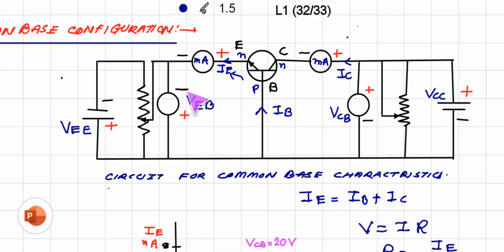So if you increase VEB for silicon in steps of 0, 0.1, 0.2, 0.3, 0.4, up to 0.7 volt, there will be no current IE through the junction, because of the knee voltage, and below knee voltage there is no current. If the transistor is silicon germanium, the knee voltage is 0.3 volt, and later on it starts to conduct and the current IE flows through it. So the graph of IE versus VEB gives us the input characteristics.